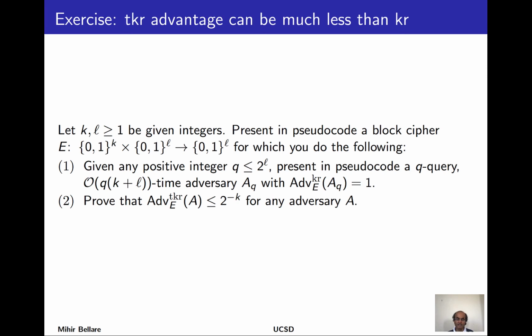The first statement says that for any number q less than the number of possible inputs, we can design a q-query adversary. It makes q queries to Fn. It has a quite small running time proportional to the number of queries, which is kind of inevitable, and the lengths of things involved. But its consistent key recovery advantage is 1.